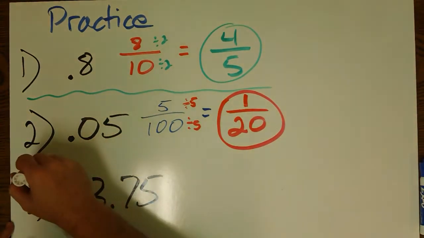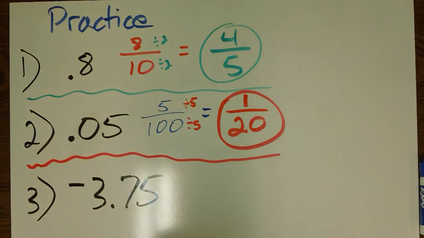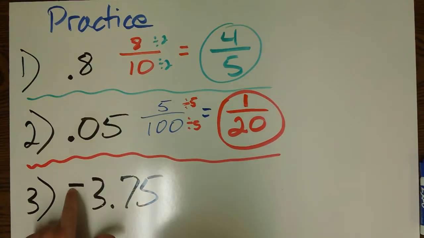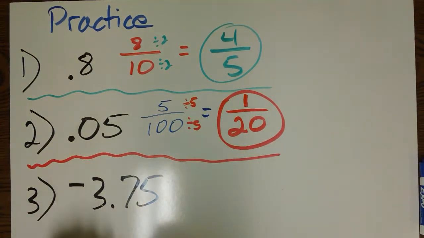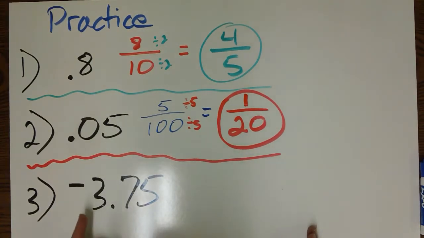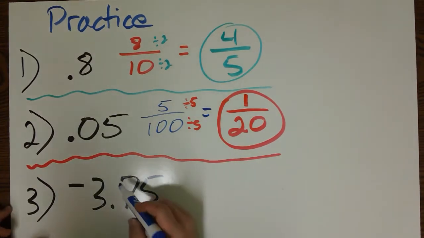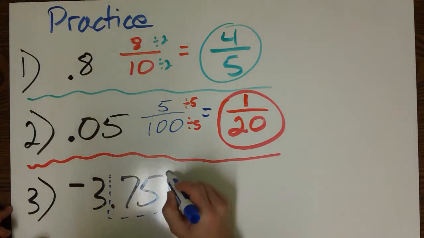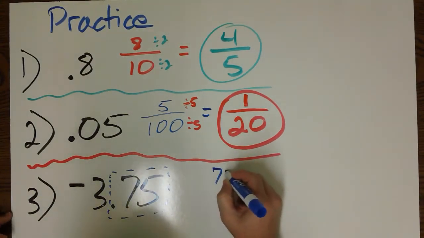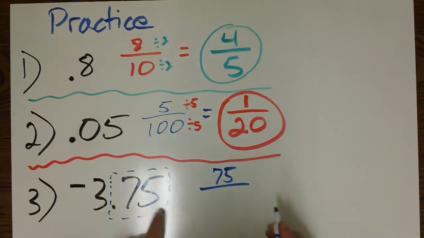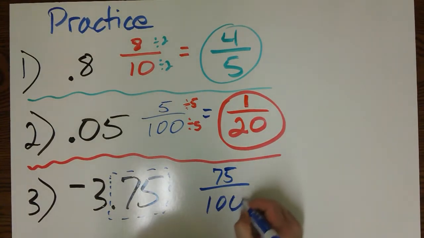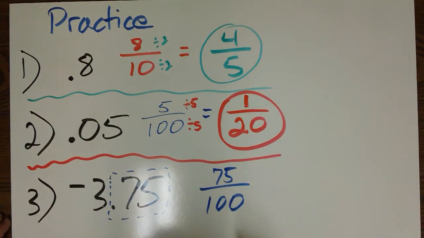Now let's look at our third practice problem. We have a decimal here. It's negative 3.75. I've included the negative just to make sure you understand that if you're changing a number from a decimal to a fraction and it's a negative, it stays a negative. It doesn't change for any reason when we're just converting it to a different form. But again, we're going to work at first with the 0.75. 75, and we're going to write that over the place value of the 5, which is 100. 75/100ths.